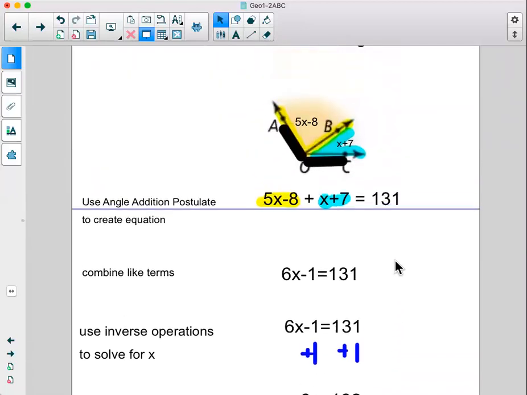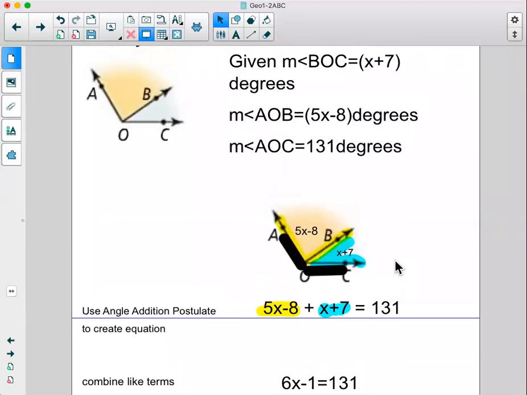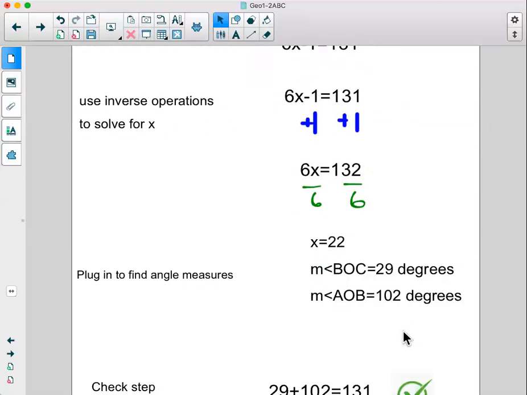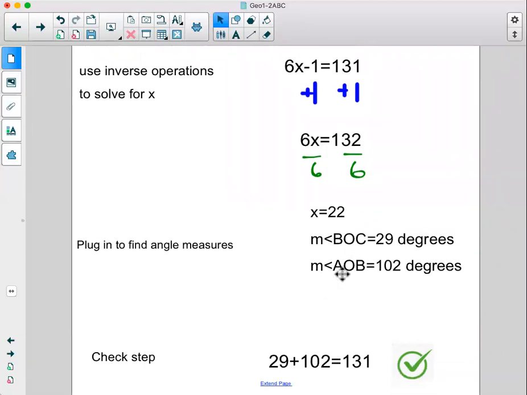Now in the original problem, they wanted us to find measurements, so you plug that x in to get our final answers. You could do a check step knowing that these guys have to add up to 131. Check.